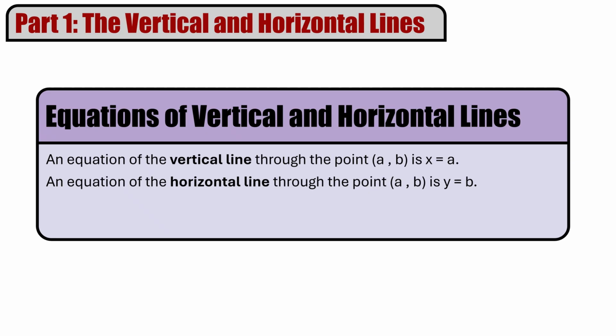A horizontal line is completely flat. Every point on this line has the same y value. So if the line goes through (a, b), the equation of the horizontal line is y equals b. That means y stays constant no matter what x is.